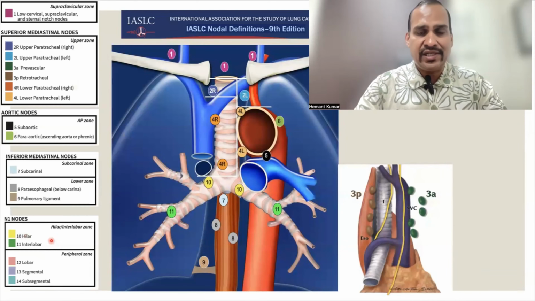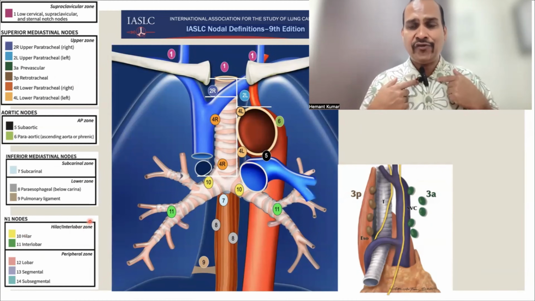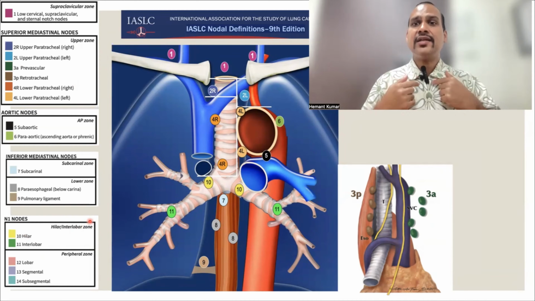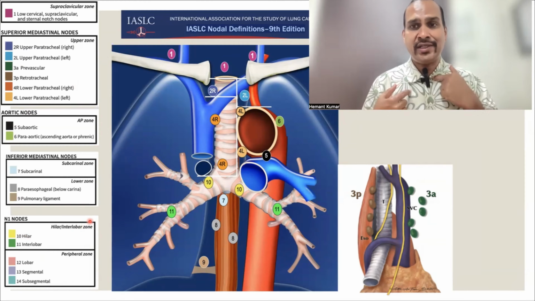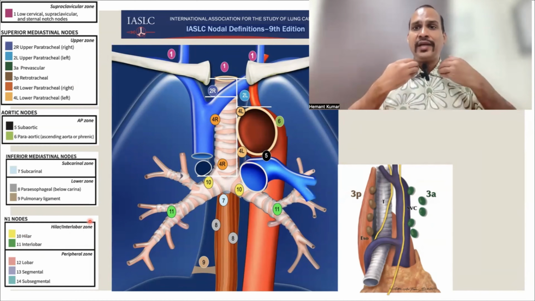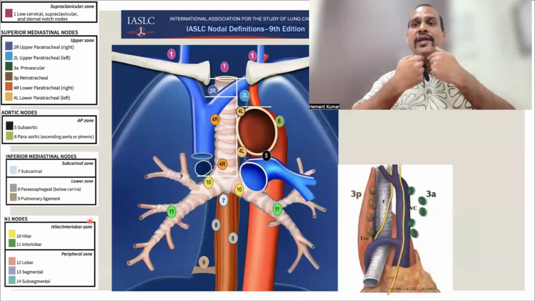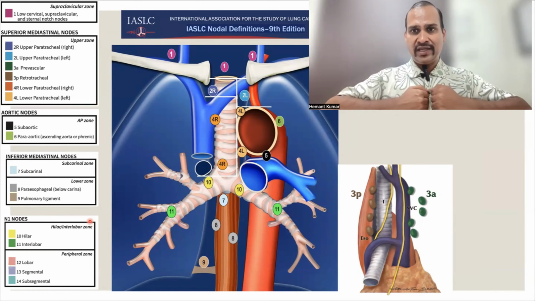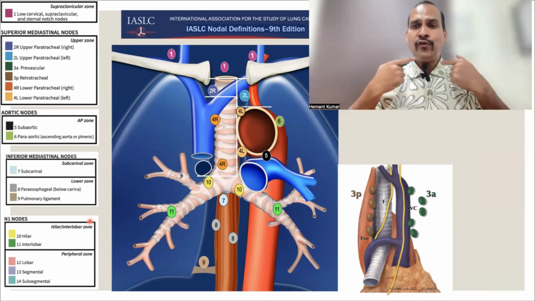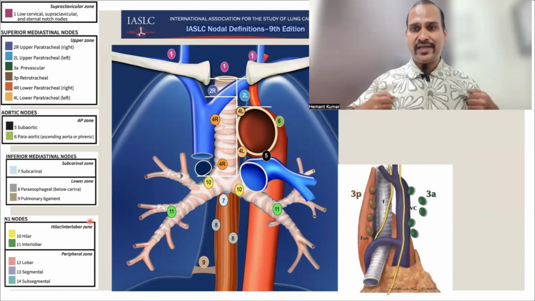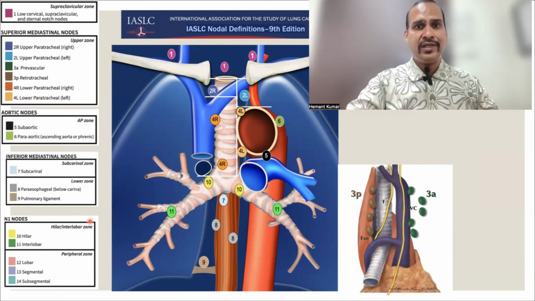So these are the 14 stations. It starts from the upper part of the trachea, meaning the neck. This is the neck, this is the sternum. The upper border of the sternum is called the suprasternal notch. So how to remember these lymph node stations? You go from the neck down to the diaphragm, from up to down like this. Then come to the middle and go from medial to lateral like this, like Hanumanji. So go from above to downwards, then from medial to lateral side. This is how we have to map our lymph nodes.